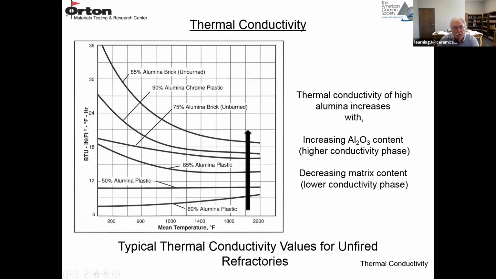Here's some more unfired refractories. These are plastics, and they're going up in alumina content from about 60 to 85, 90%. This one has a little chrome in it. So the thermal conductivity of these high alumina plastics, again, increases with alumina content because it's a much higher conductivity phase than the silica component. And you decrease the matrix content as you go to higher purity material. So you're eliminating the lower conductivity matrix phase.